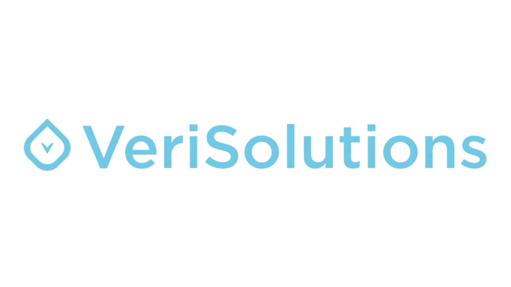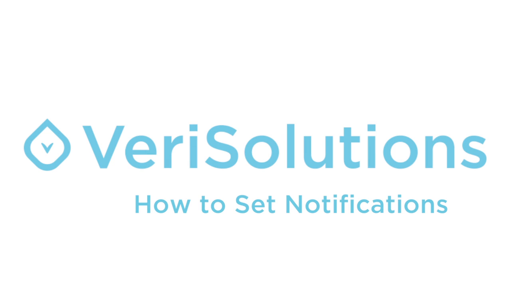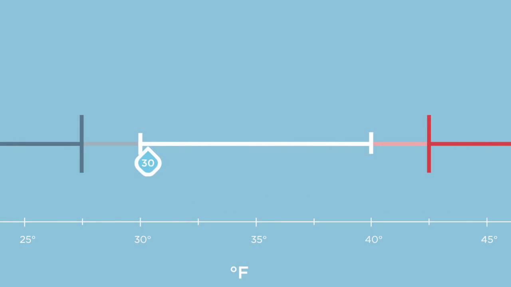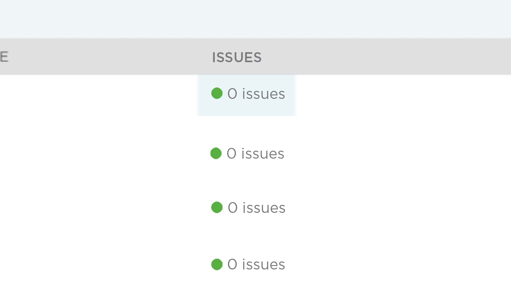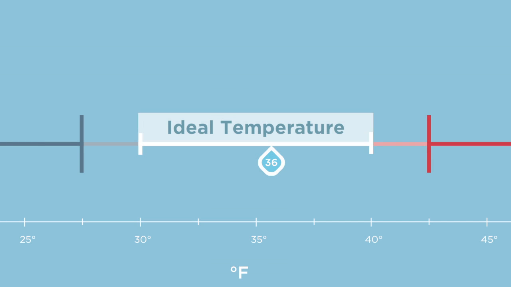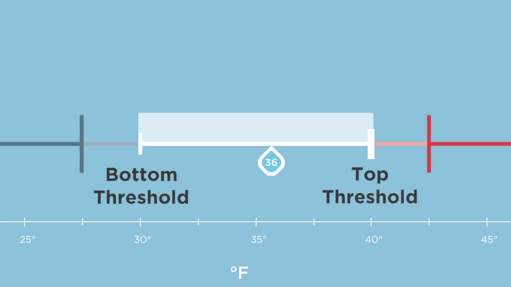This tutorial will cover setting up notifications for your VeriSolutions system. When your device is within a certain temperature range, no issues will be reported and you won't receive any notifications. The ideal temperature range is defined by a bottom and a top threshold.